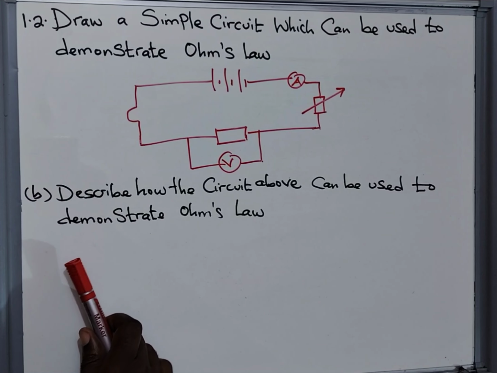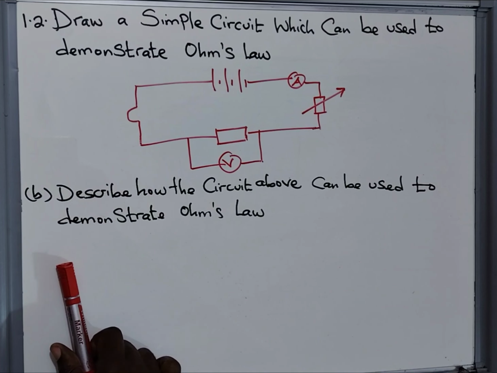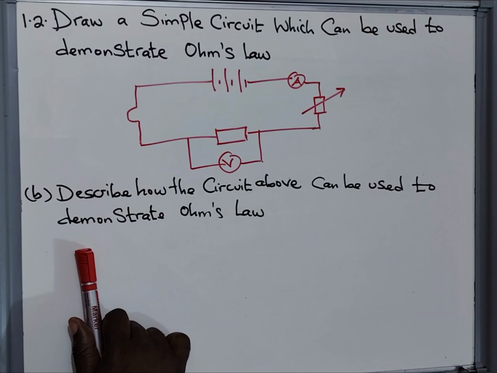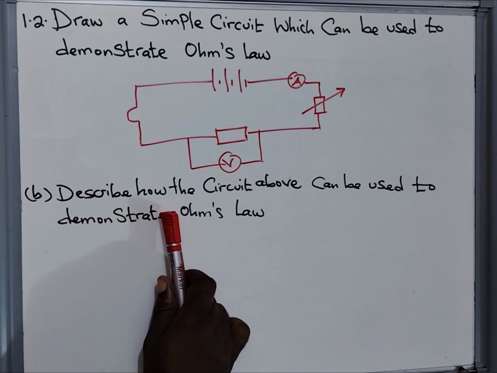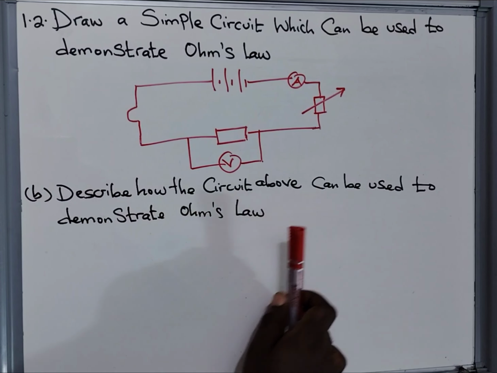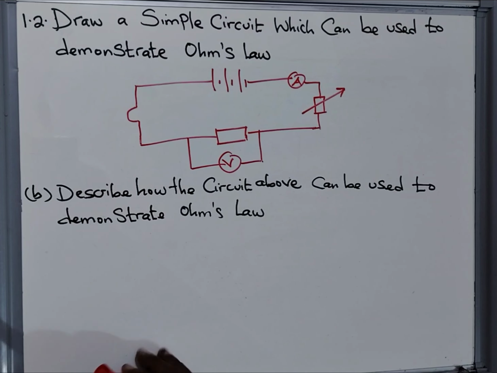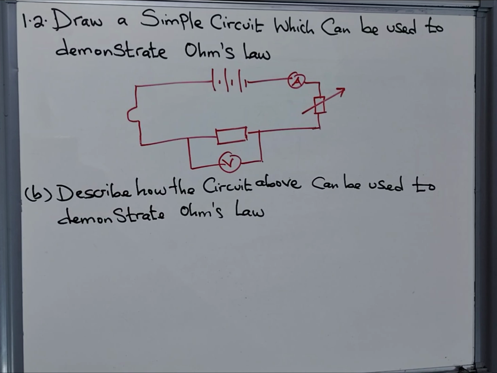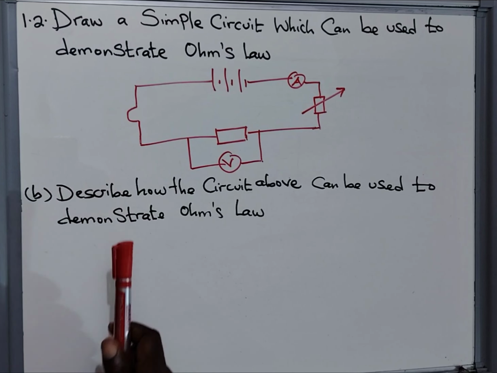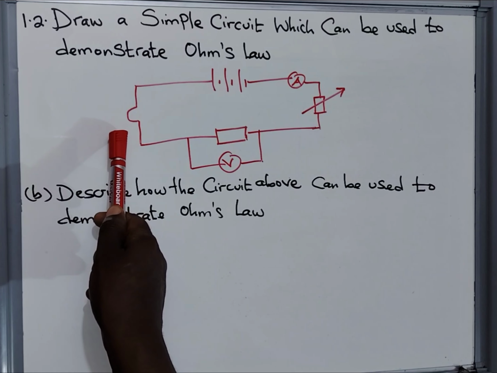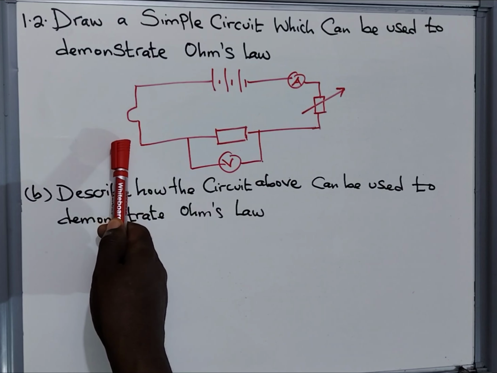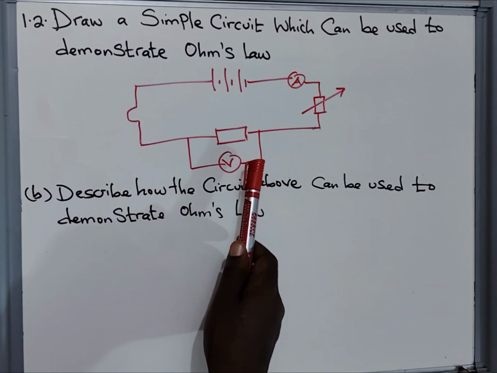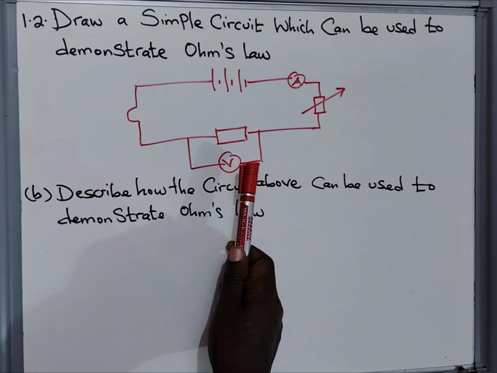So that is that. Then comes this question. It says, describe how the circuit above can be used to demonstrate Ohm's law. How do we use this circuit to show Ohm's law? Okay, the first step is to close the switch. After closing the switch, the ammeter and voltmeter will give a reading.